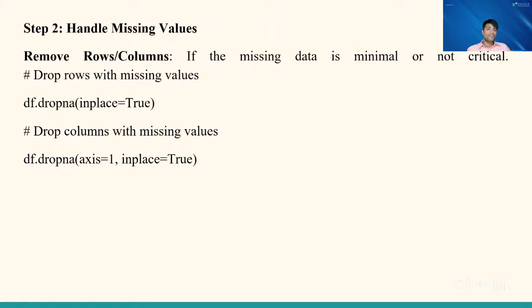Next, how do we handle the missing values? We have a function called drop. You can drop the rows as well as the columns. Here you can see that axis 1 indicates that you are dropping a column. If you give axis 0, it is a row. If you don't give anything, it is a row. Or if you give axis 0 also, it means it is a row, or a record.